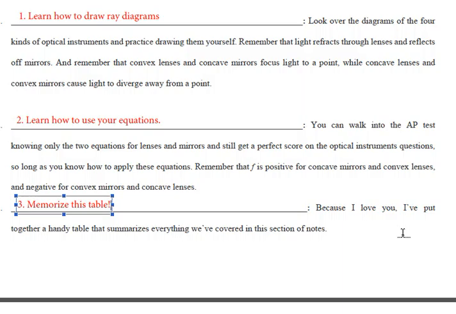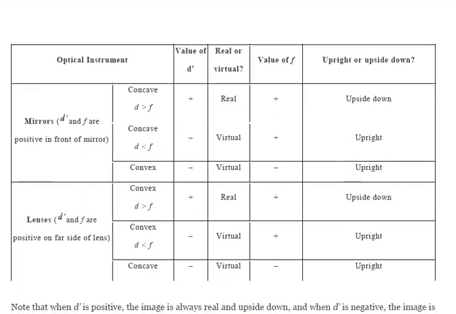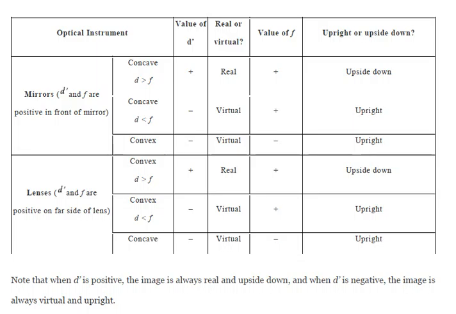Everything has been condensed into a handy little summary table, and it would really help you out to memorize this. Like I said, there's a lot there, but if you memorize it, then everything is just easy as could be. It tells you, should your d prime be positive or negative? Does that mean real or virtual, upside down, upright? So this table will help you out a lot in the long run.